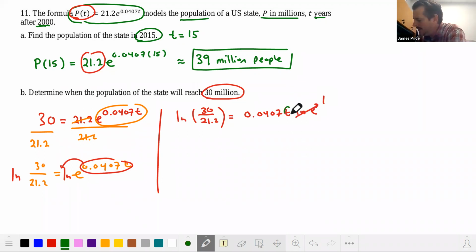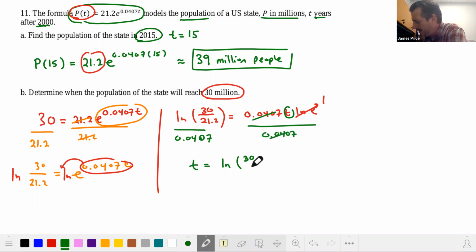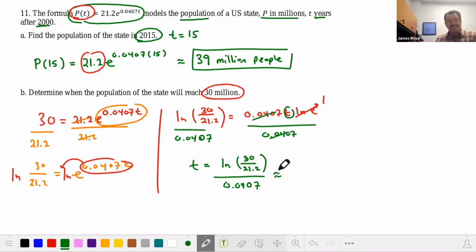And then we just need to get that T by itself, so we'll divide out both sides by the 0.0407. And so then T is equal to, so make sure you write down the exact answer. So T is equal to then ln of 30 divided by 21.2, and then that's all divided by 0.0407, which is approximately, so now I can approximate, got the exact answer down.